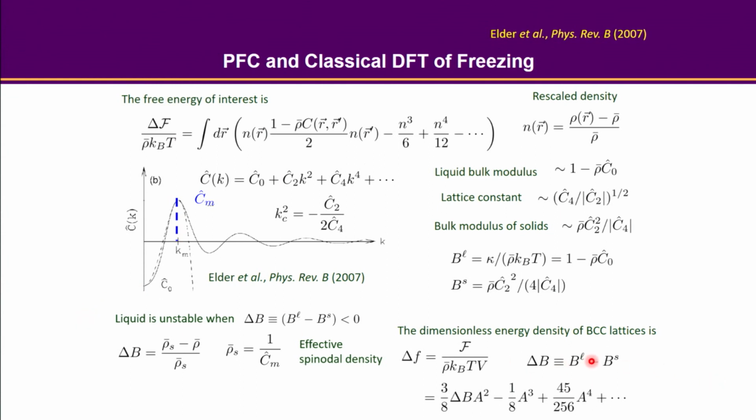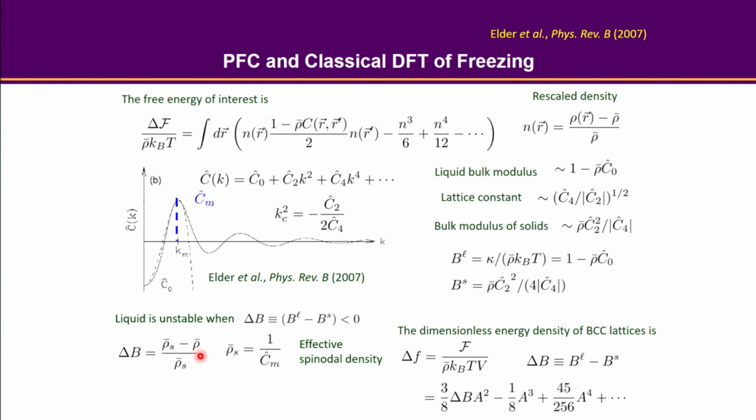Before, you were asking how the parameters in PFC are associated with density or with temperature, right? Now you can see delta B has the meaning of how far away or how close the mean density is to the spinodal density, right? So we can interpret the rho S bar, this number, as the effective spinodal density.